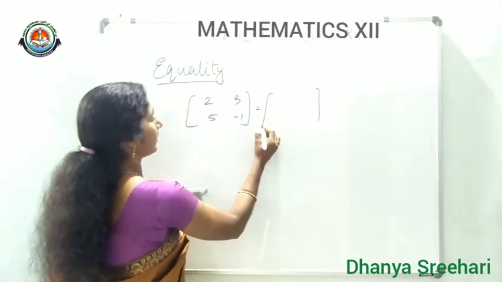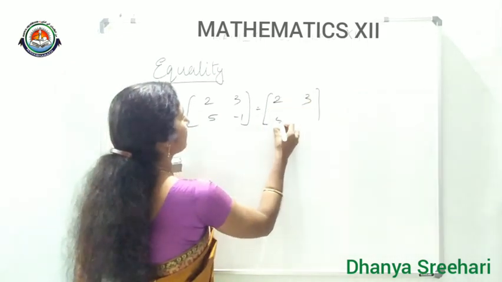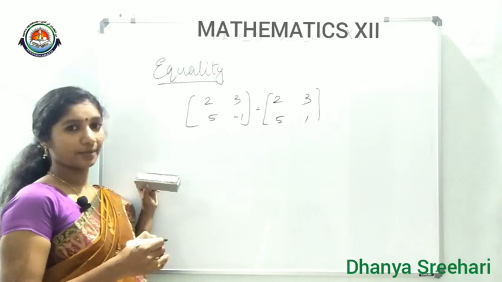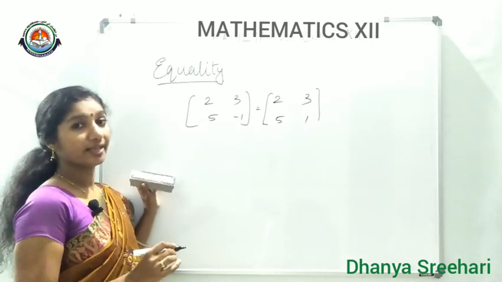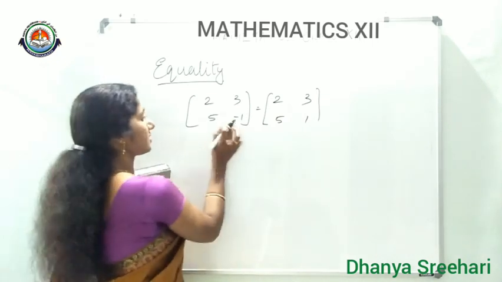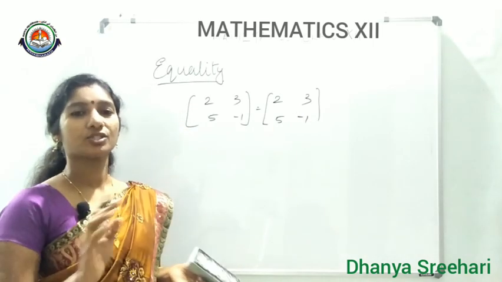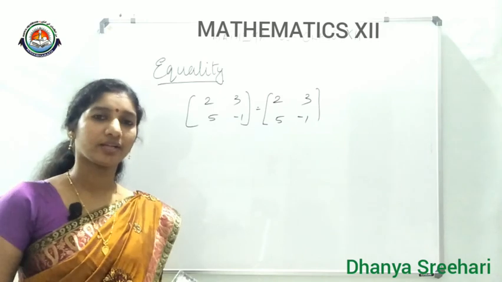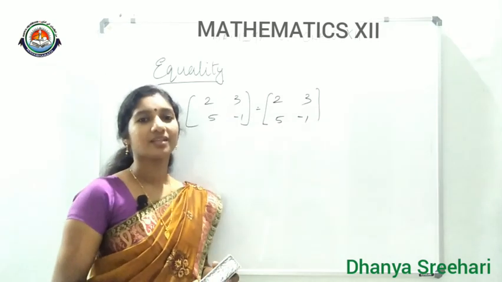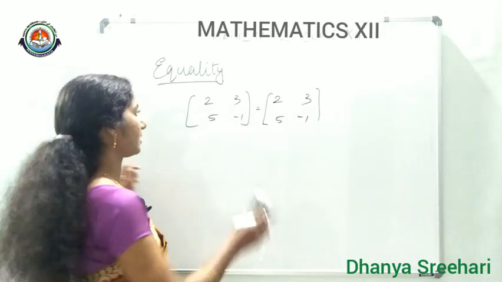That means their corresponding elements are equal. Suppose it is 2, 3, 5, 1, then they are not equal matrices, because this is minus 1 and this is plus 1. So to make them equal, both should be the same number. Then only we will say the two matrices are equal.